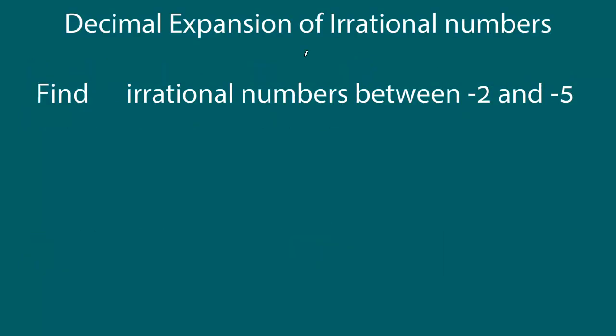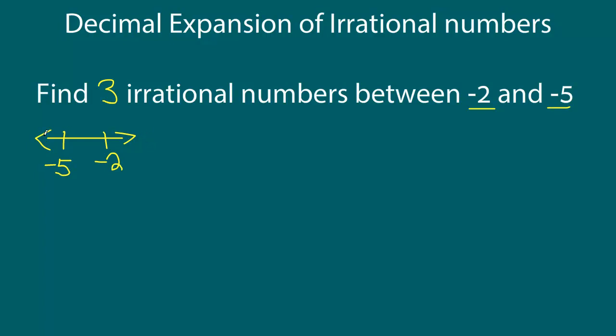Now let's say we need to find, for example, three irrational numbers between -2 and -5. How are we going to solve this? The first thing we are going to do is imagine the number line and where these points are on it. If you were to draw a number line, -2 will be somewhere over here, -5 will be over here, and the 0 will be over here.